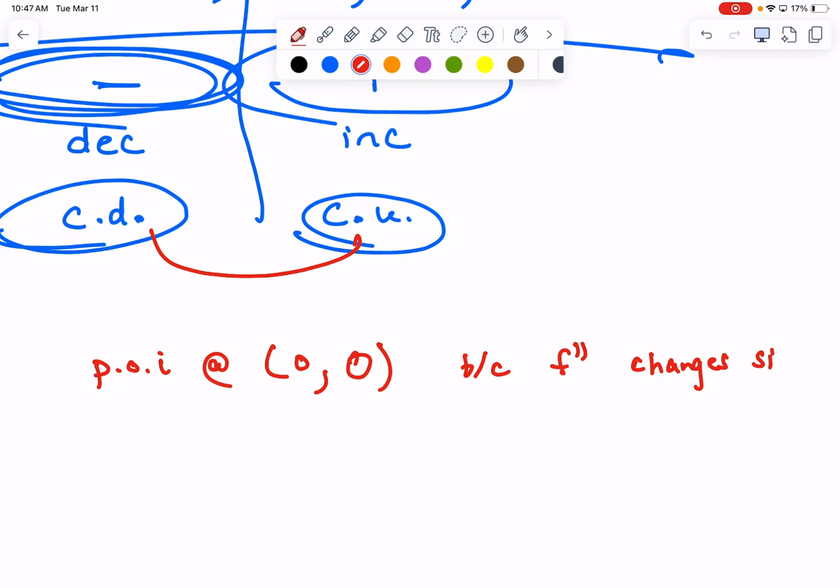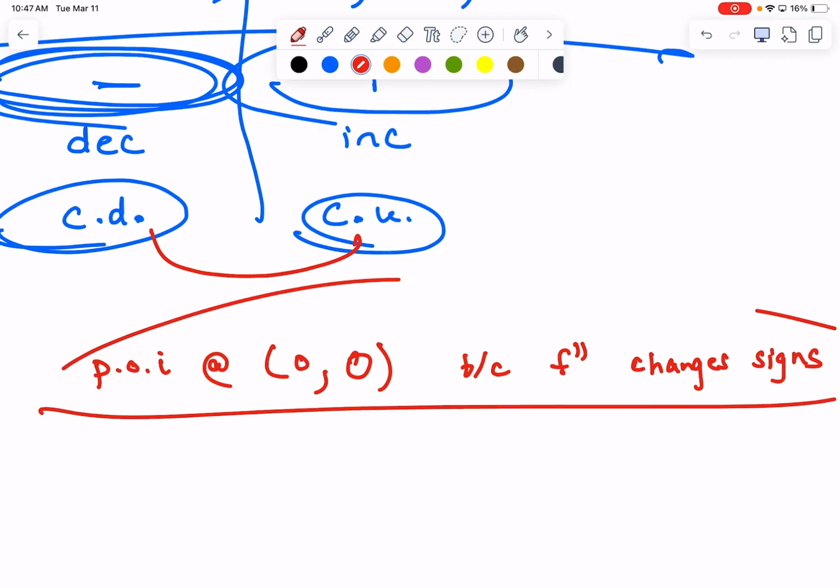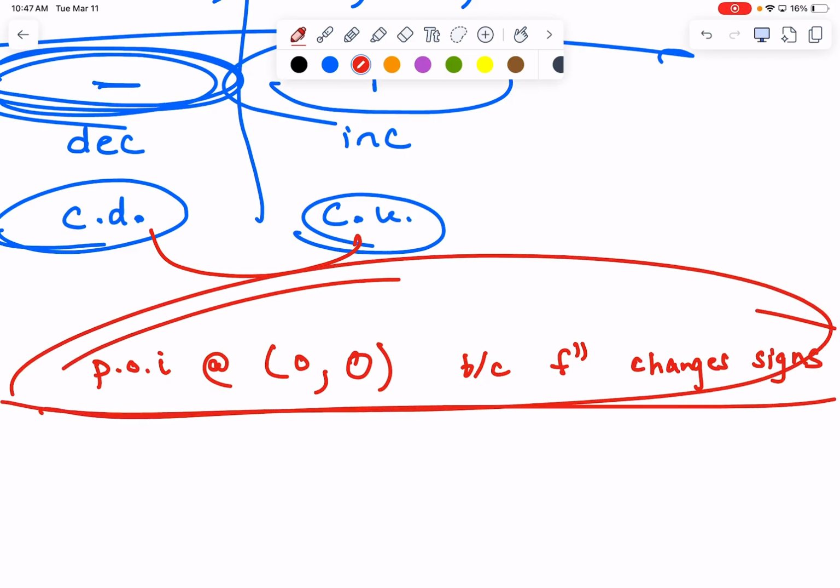Oh, if you say concavity, you have to say f. I don't do it that way. I say f double prime changes signs. But if you did say changes concavity, you would have to say f changes concavity. If f double prime is positive, it's concave up.